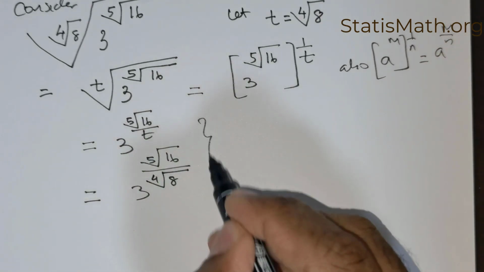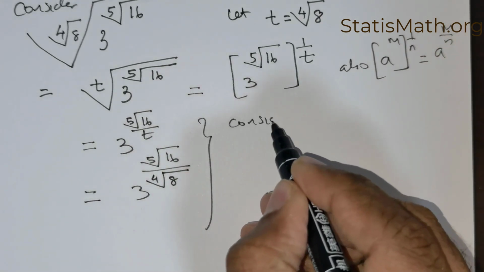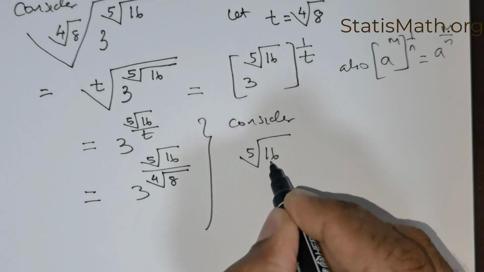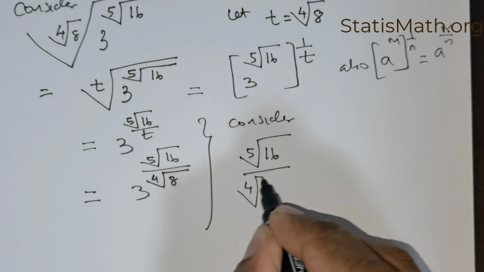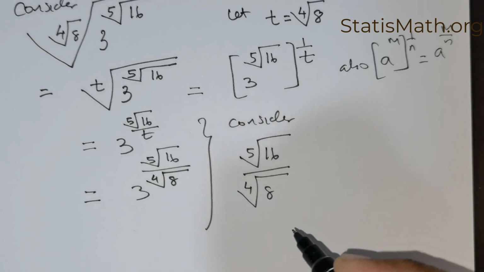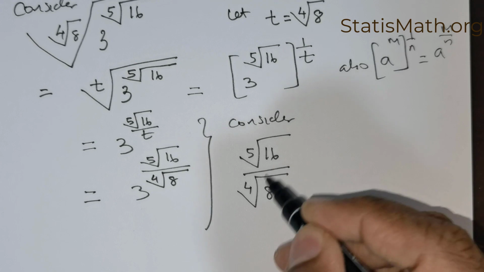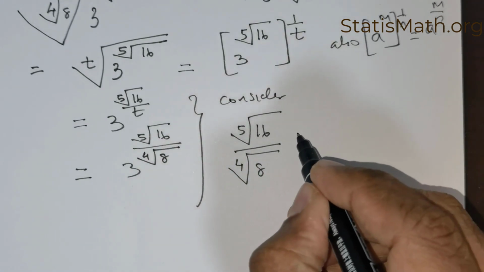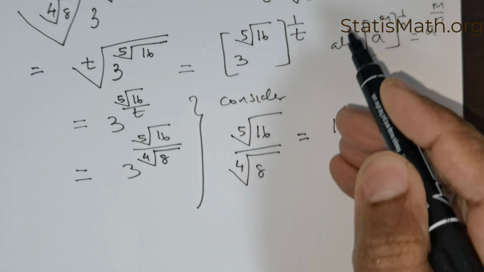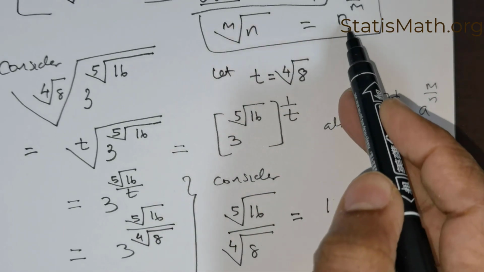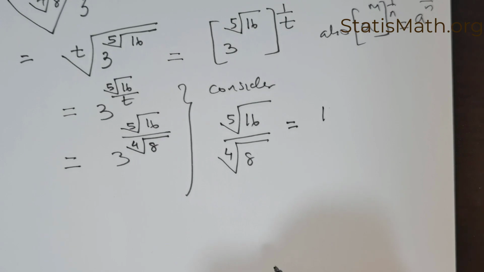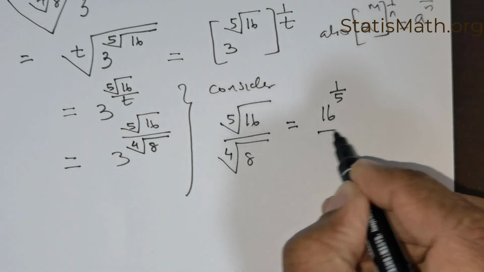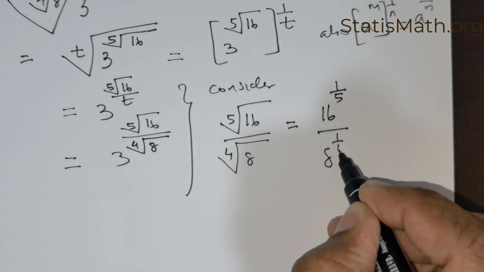Now I will just consider the 5th root of 16 over the 4th root of 8. I will consider these two terms in this fashion, and then after simplifying it I will place them over here. Now this is nothing but, by the formula, the mth root of n is n raised to the power of 1 over m. So this is going to be 16 raised to the power of 1 over 5 divided by 8 raised to the power of 1 over 4.